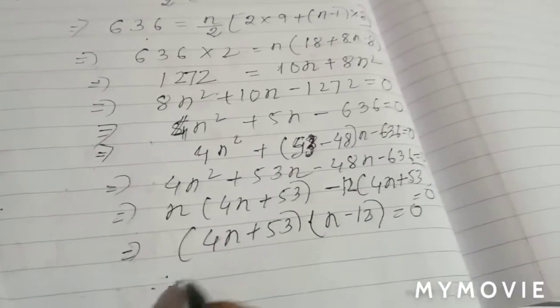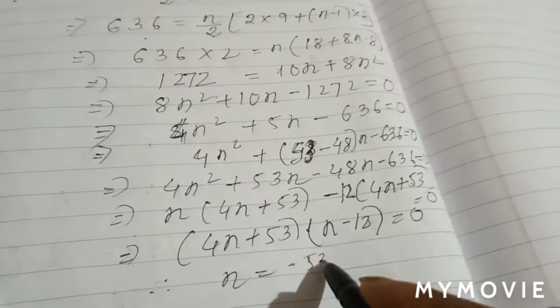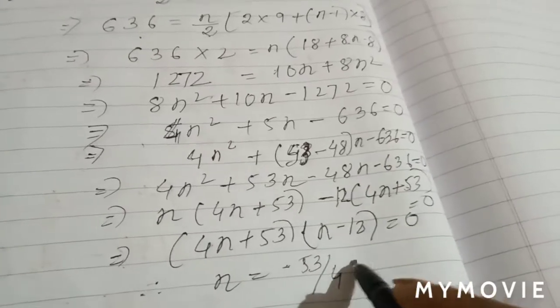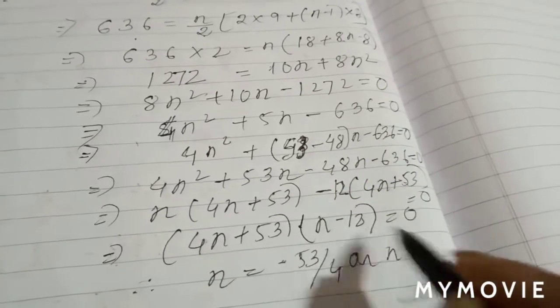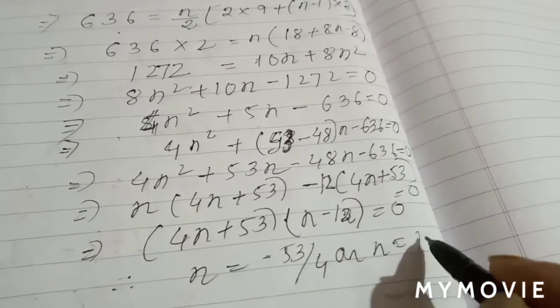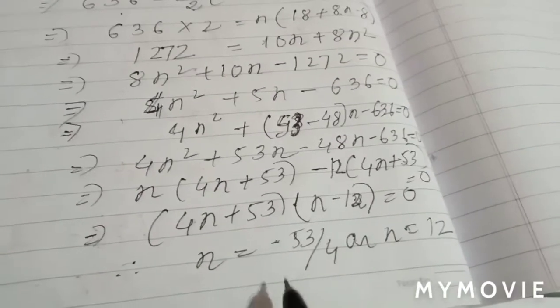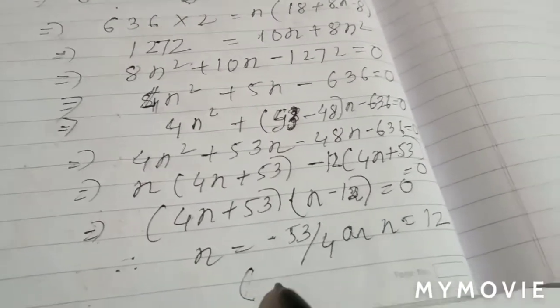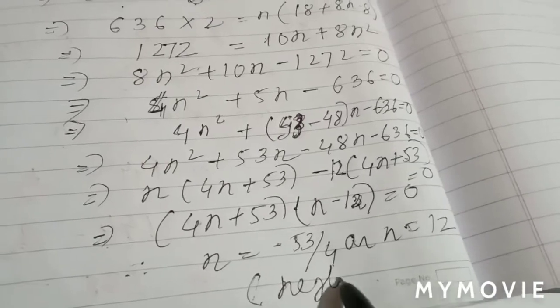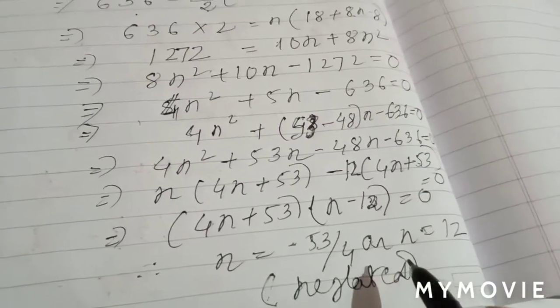Therefore you are getting the value of n: this is 53, so we will get minus 53 by 4, or n is equal to how much? It is 12. So this one, negative, is not possible. Number of terms can never be negative, so it is neglected. Understood?